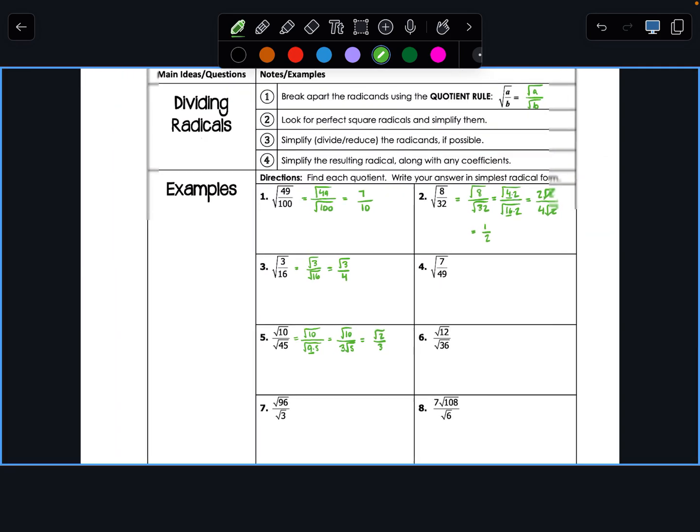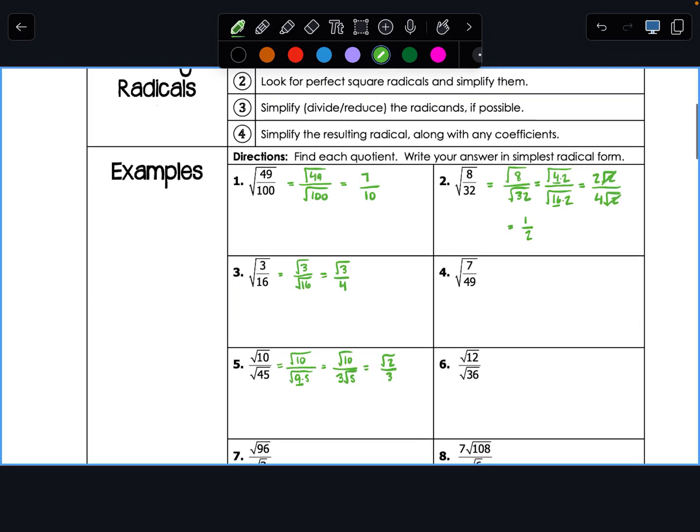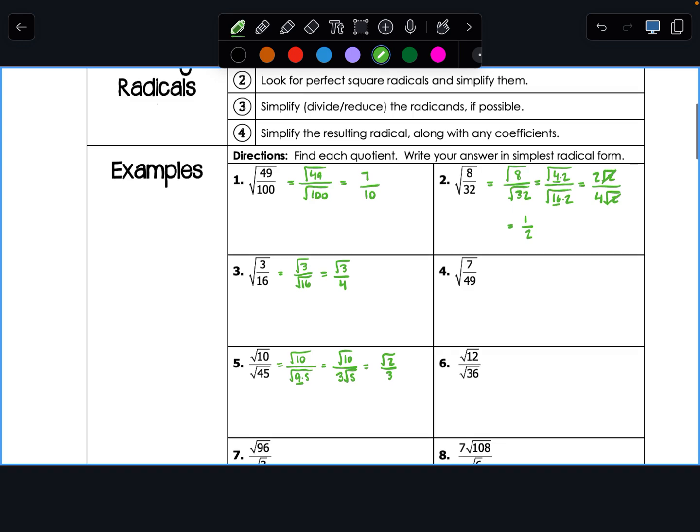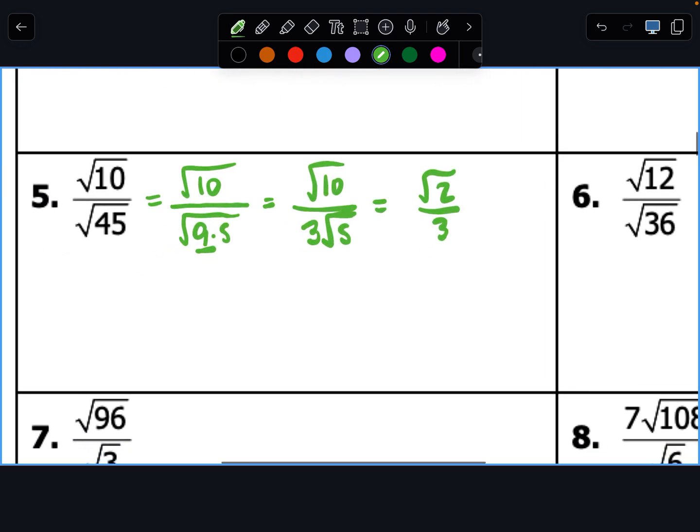I'm trying to see if that's in any of those steps. It just says, yeah, divide the radicands if possible. So that's what we're saying there. We're dividing the radicands 10 and 5.